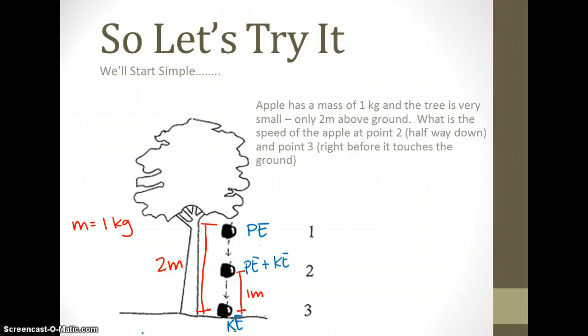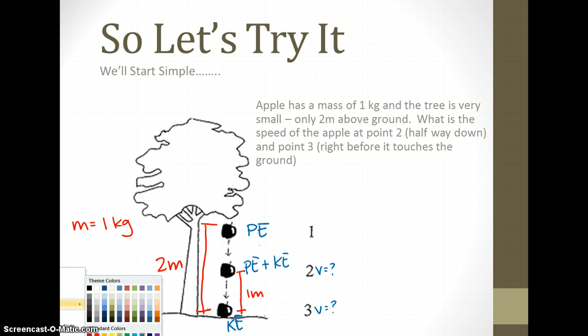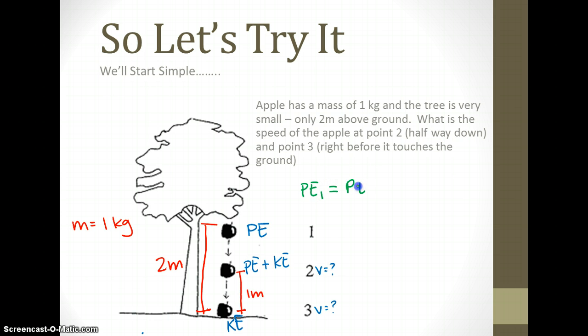So let's take a look, and in this situation, we want to figure out what is the velocity here at point 2, and what is the velocity here at point 3. So we can say that we know that the total energy to start has to equal the total energy at other points. So at point 1, all we have is potential energy. So the potential energy at point 1 has to equal the potential energy at point 2 plus the kinetic energy at point 2. So let's plug in what we know.